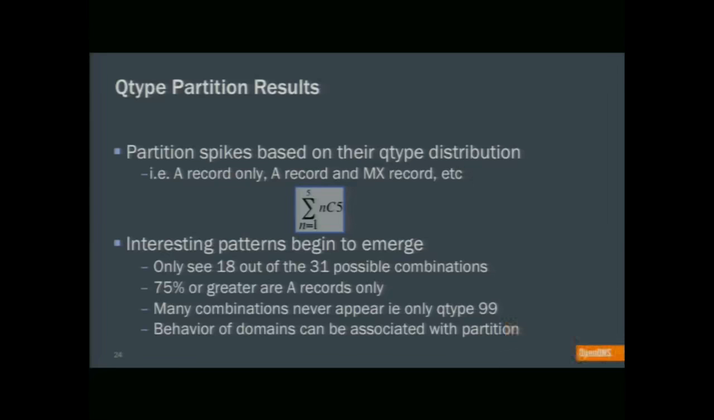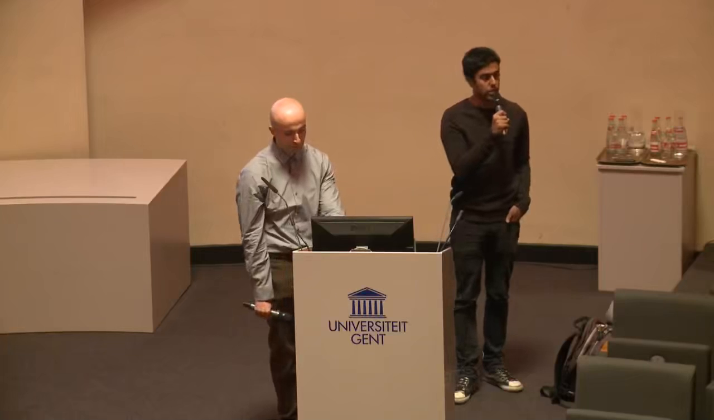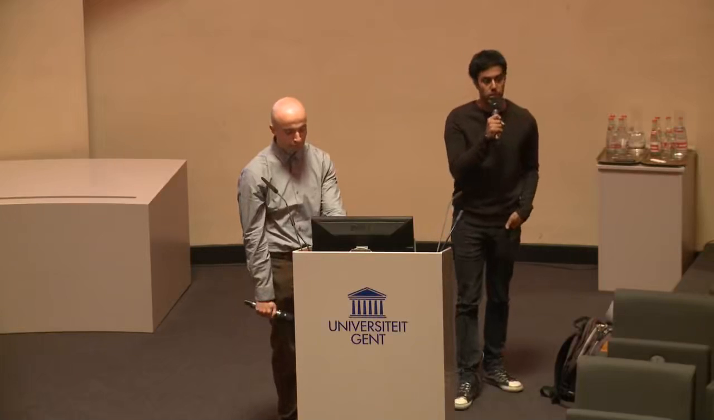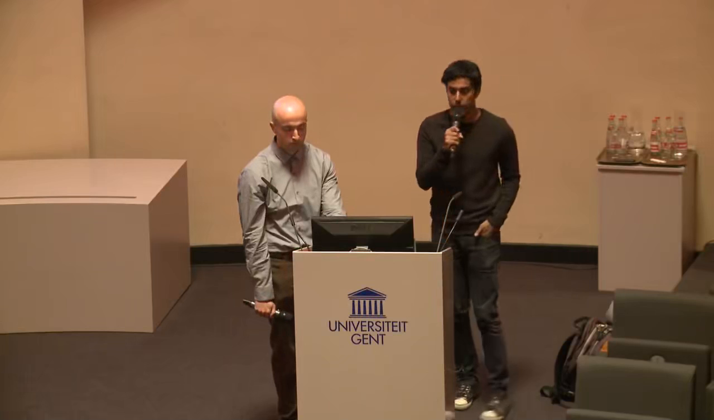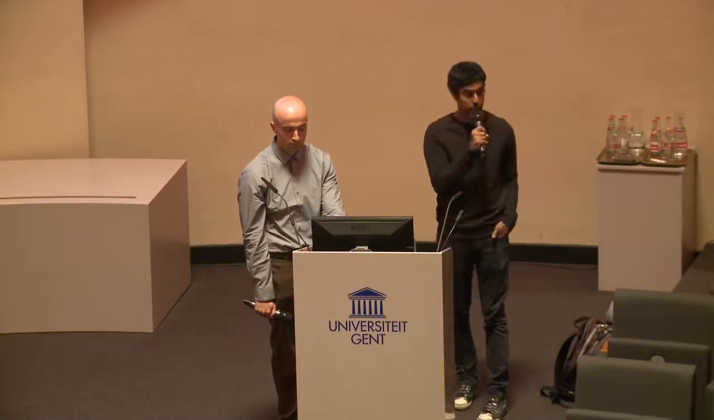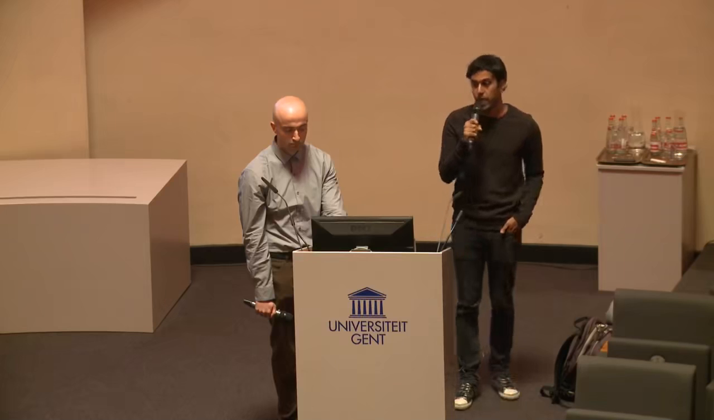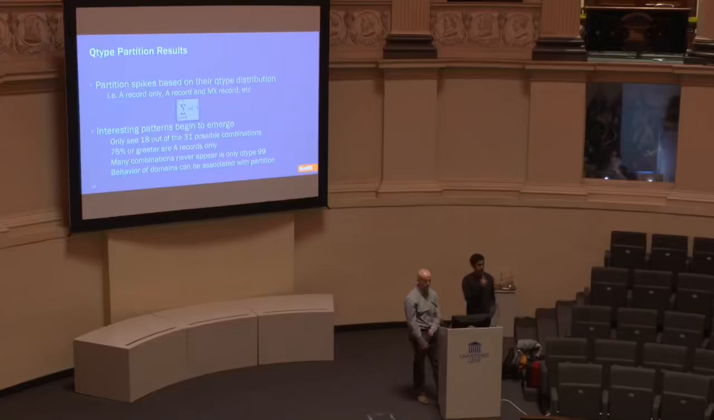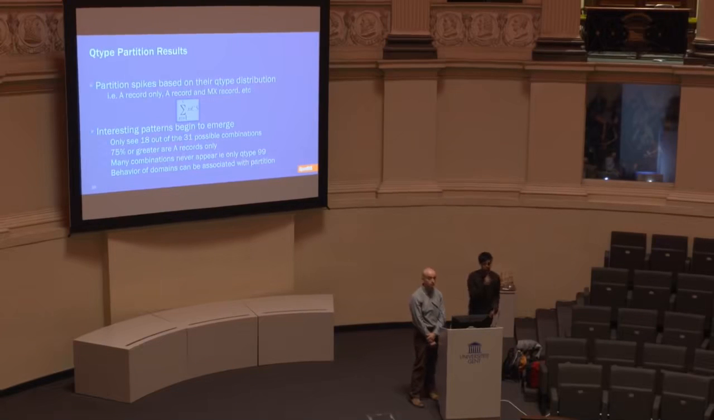What's interesting is that there are some very specific distributions associated with the partitions. For example, 75% of all the spiked domains only received A queries. And many times we don't even see DNS queries of a particular type. For example, Q-type 99 never existed. We've been running this study for about the last 8 months, and we have yet to see a single DNS query of just type 99 occur in a spiked domain.